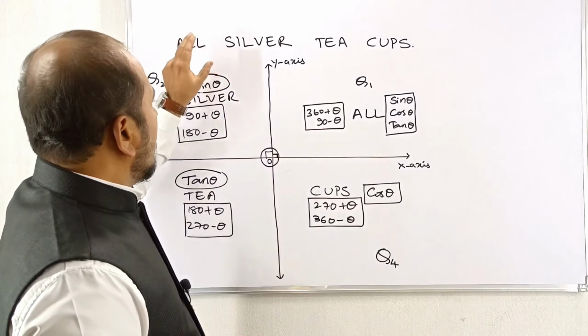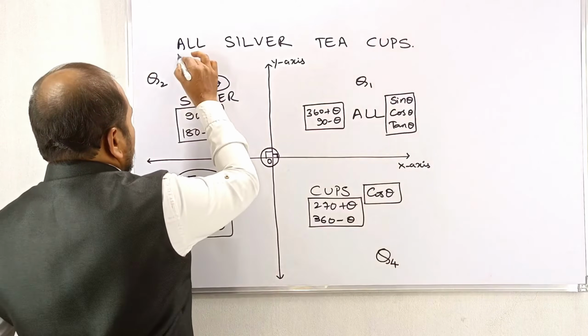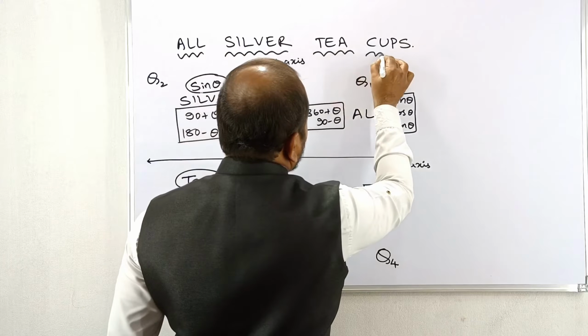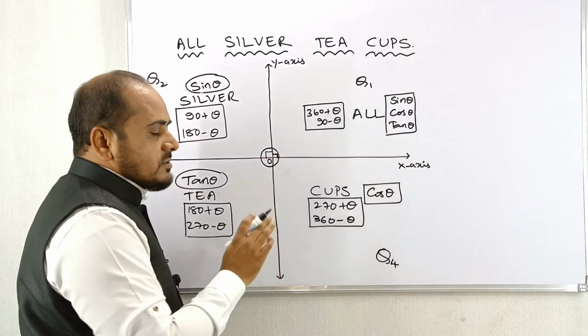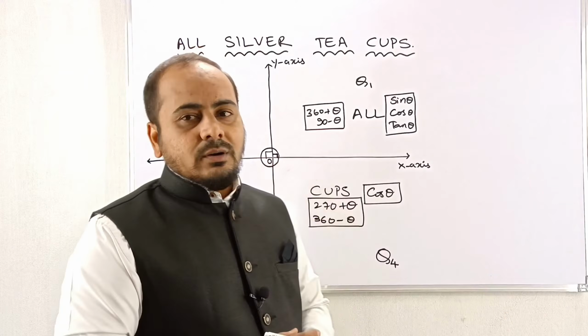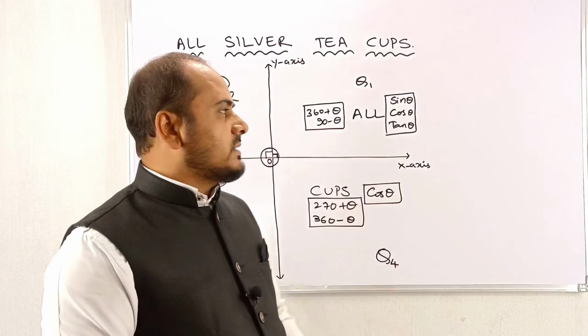And this is the code. All Silver Tea Cups. So, this code is used a lot in calculating these problems. Still our topic is not completed, my dear. Only the technique we observed here, and some more topics we have that we shall discuss.